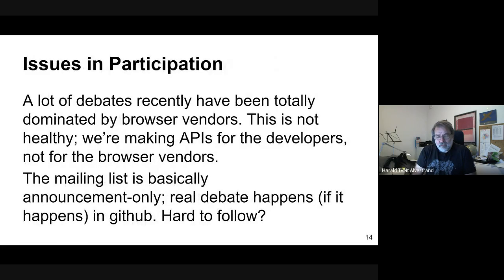Next slide. Because we've had several discussions across several GitHub issues, several GitHub repos, in fact, and several interim meetings where 90% of the words either spoken or written in these bugs and issues and meetings have been by approximately three people representing browser vendors. And we're not using the mailing list much. It's basically become announcement only.